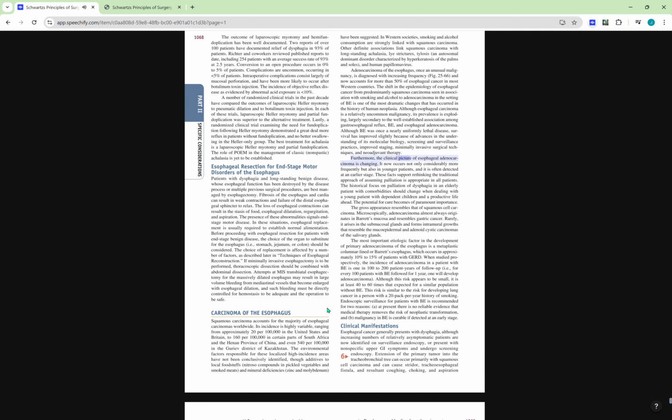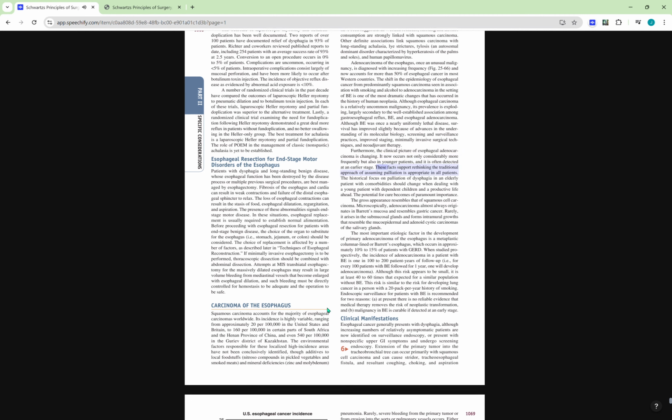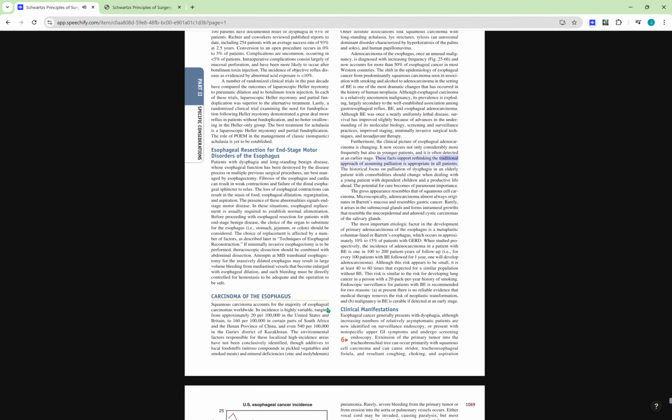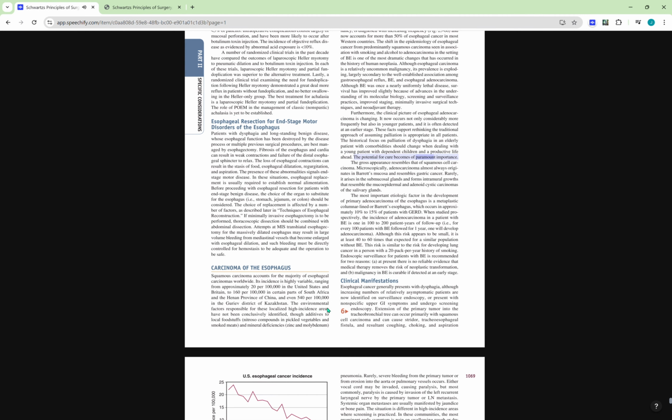Furthermore, the clinical picture of esophageal adenocarcinoma is changing. It now occurs not only considerably more frequently, but also in younger patients, and it is often detected at an earlier stage. These facts support rethinking the traditional approach of assuming palliation is appropriate in all patients. The historical focus on palliation of dysphagia in an elderly patient with comorbidities should change when dealing with a young patient with dependent children and a productive life ahead. The potential for cure becomes of paramount importance.